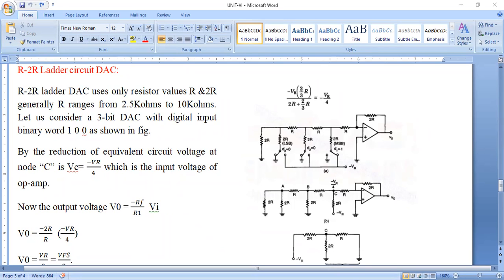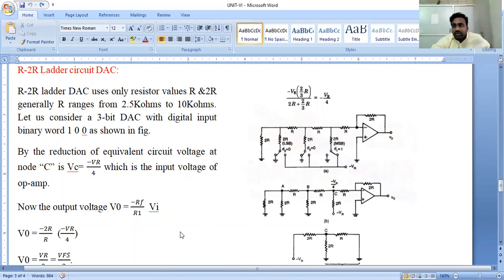The typical value of resistance ranges from 2.5 kilo ohms to 10 kilo ohms. This looks like a 3-bit DAC. Even though we have an additional grounded resistance, this is a 3-bit DAC. The circuit is simplified in the equivalent position, and the voltage is observed at this particular node.